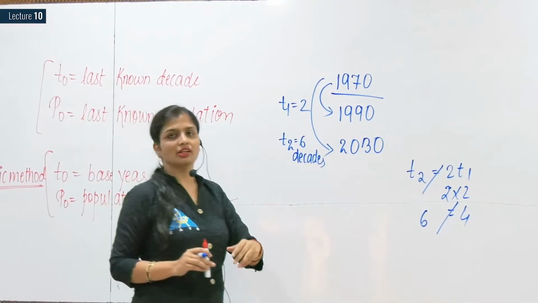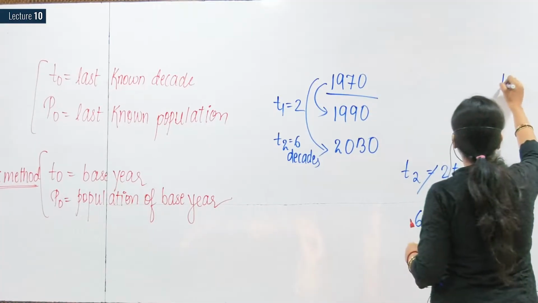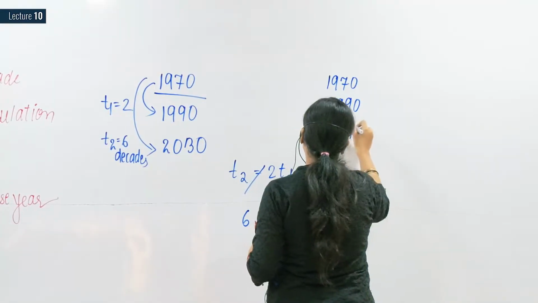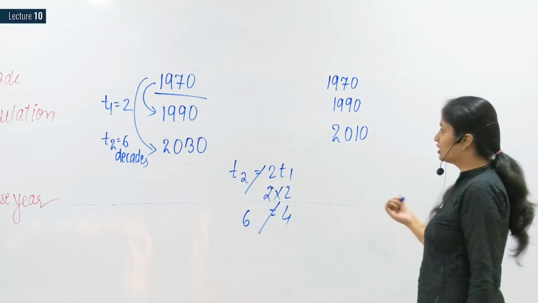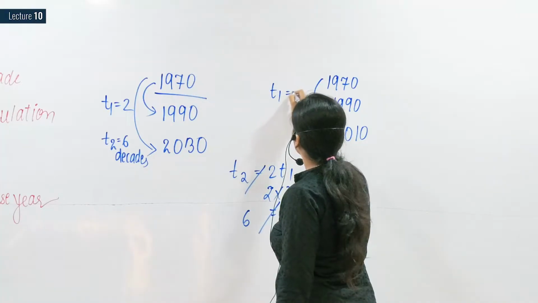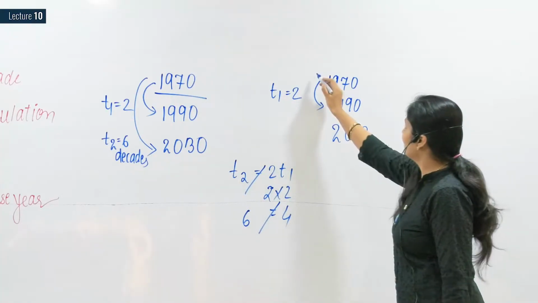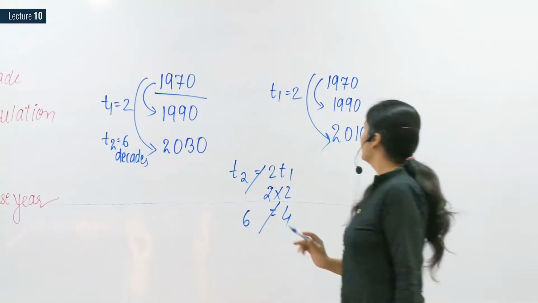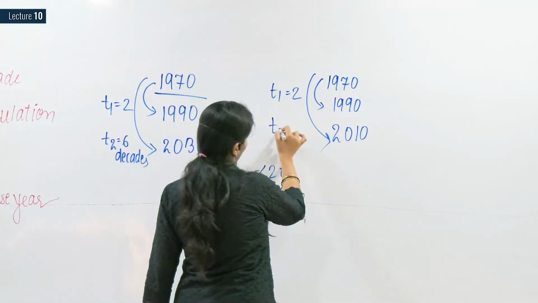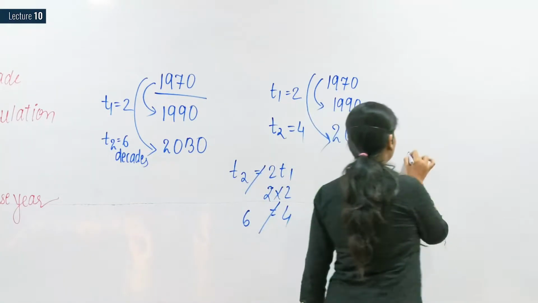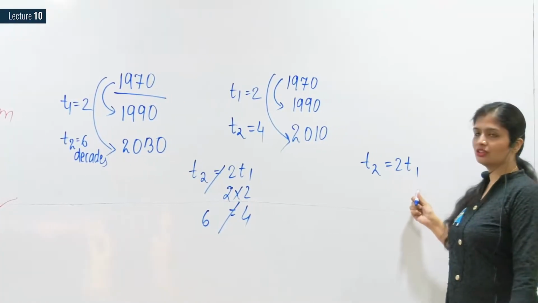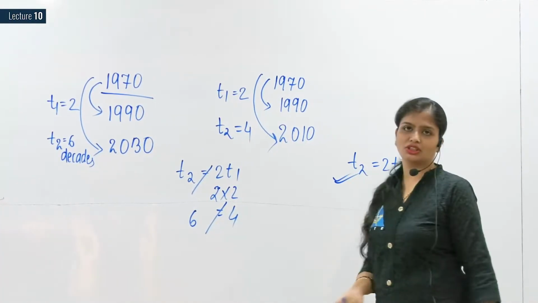Now, I'll give you another example. The other example is 1970, 1990 and 2010. Now, tell me whether you can apply a logistic method or not. Now, see this. Here, T1 is 2 decades. From 1970 to 2010, it is how much? 70 to 80, 80 to 90, 90 to 2000, 2000 to 2010. 4 decades. So T2 is 4. Now see, is T2 twice of T1? Yes. Here T2 is twice of T1. So here you can apply this logistic curve method.